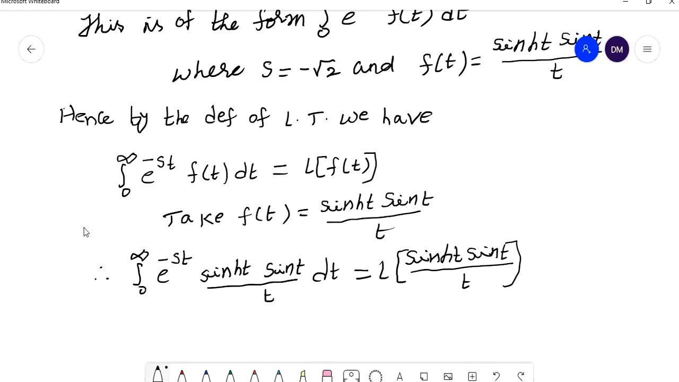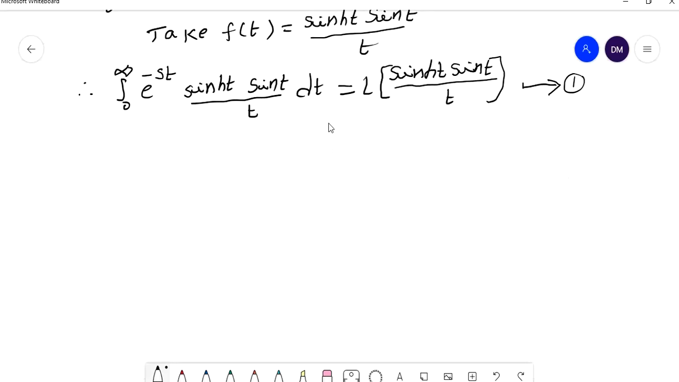Now we have to find this Laplace transform of sinh t into sin t by t by using the division by t property. So first of all we have to find L of sinh t into sin t, and then we can apply the division by t property. Take this one as equation number 1. So one by one you can do it. First I can find the value of L of sinh t sin t, then I can apply the division by t property.